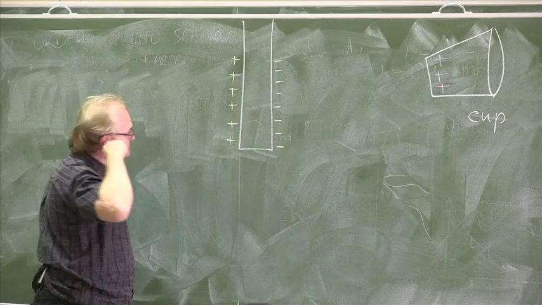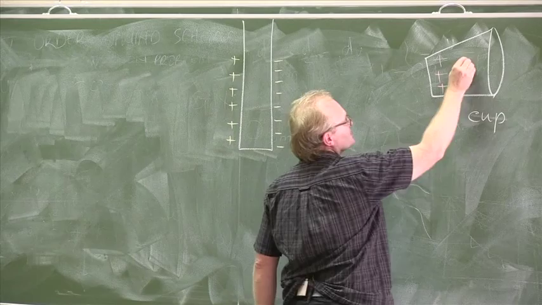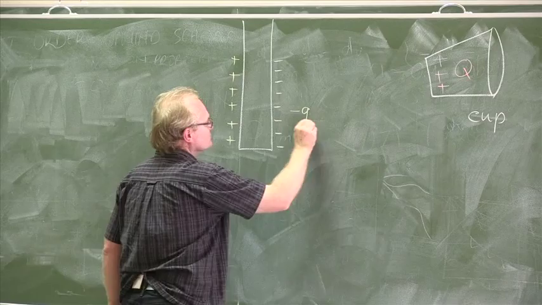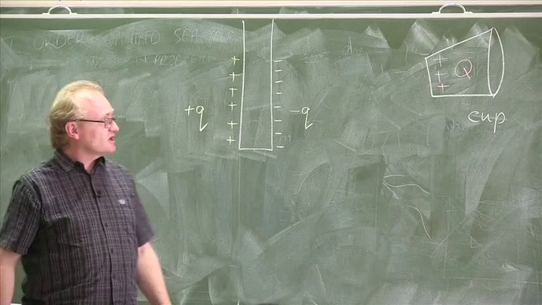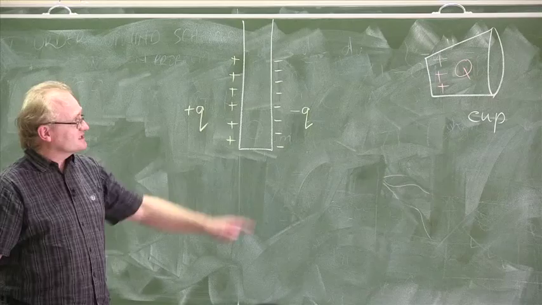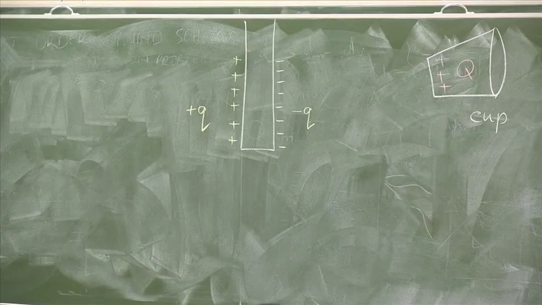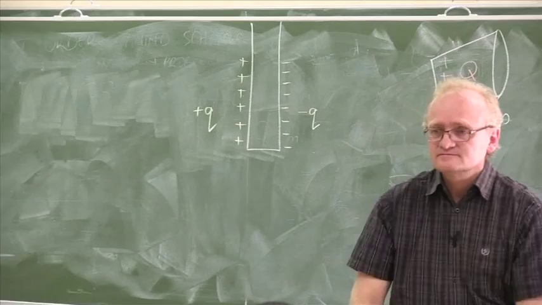Let's put some symbols on. Let's say that the charge on the cup maybe is Q. Let's say that the charge here is minus Q and the charge here is plus Q. Can you guys please tell me some things that we know about the system that we can use to start calculating the charge on the cup and the charge on the needle? Any suggestions?